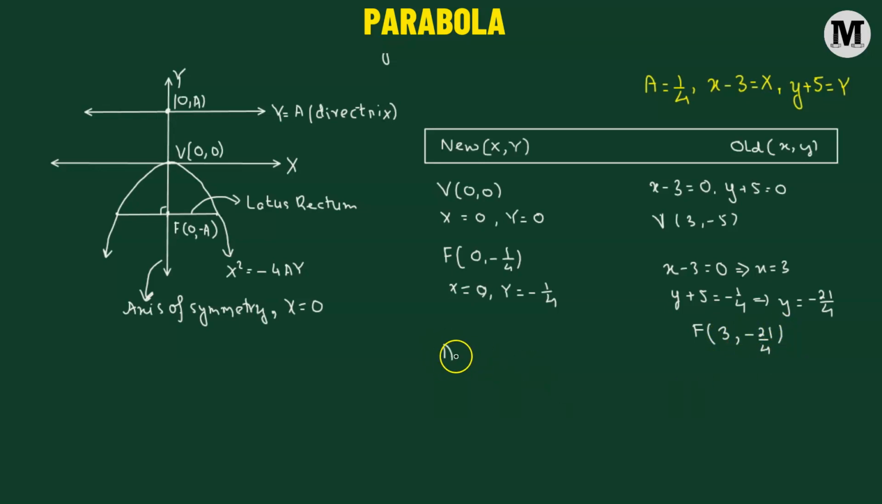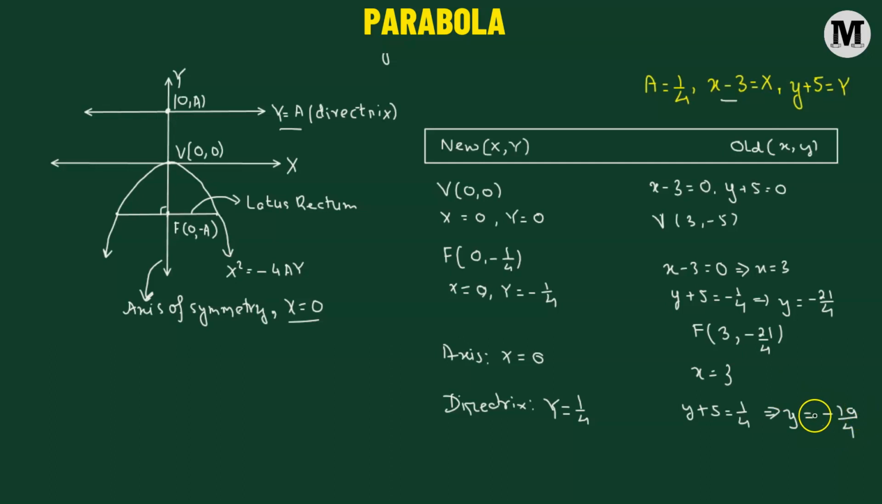Now coming to the equation of the axis of the parabola in the new coordinate system. That's given by X equals 0. So in the old coordinate system, we'll replace the value of X with x minus 3 to get x equals 3. So that's going to be the equation of the axis. Then coming to the equation of the directrix. The equation of the directrix in the new coordinate system is Y equals a. That means Y equals 1 over 4. But in the old coordinate system, the Y has to be replaced with y plus 5. So we have y plus 5 equals 1 over 4. And that's going to give us y equals negative 19 over 4. So that's the equation of the directrix.